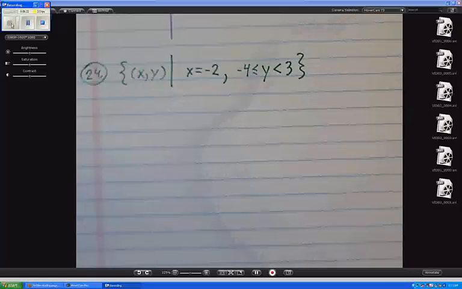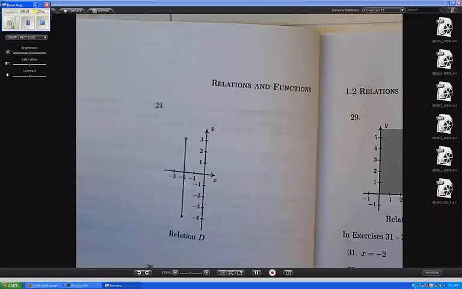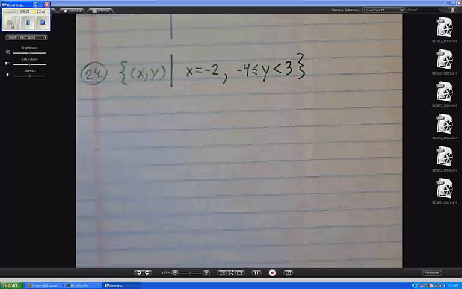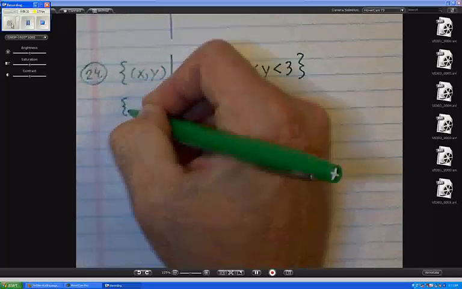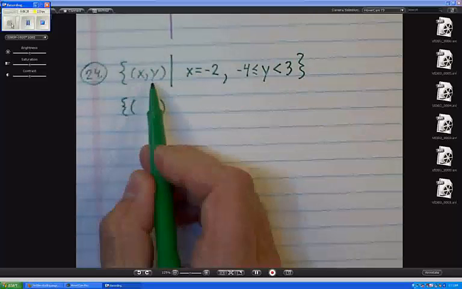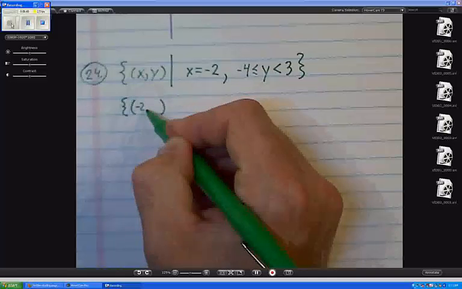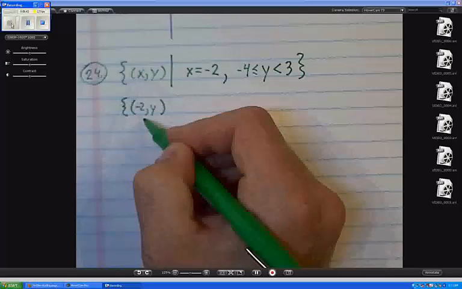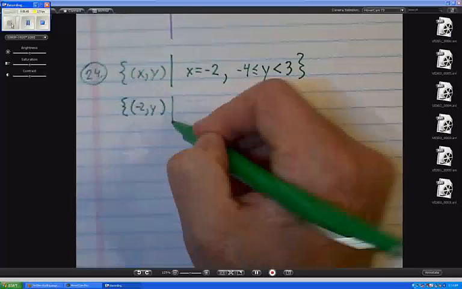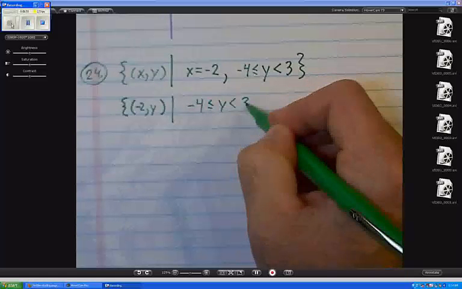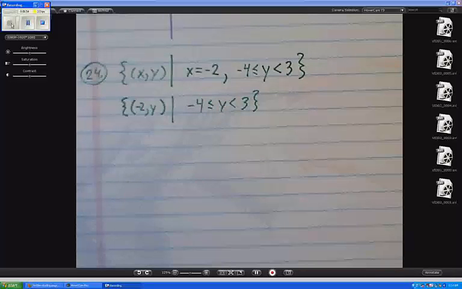This is one answer. But I'm going to do one more thing for you here, because it's done in the book. I saw it on the earlier exercises. They'll write it this way. Why don't we just say, instead of calling it x comma y, since x is always negative 2, let's substitute that in. The set of points that are of the form negative 2 comma y, such that y is greater than or equal to negative 4 and less than 3. Barbara, was that your question? You see that? They're trying to save some writing. Okay? Both ways.